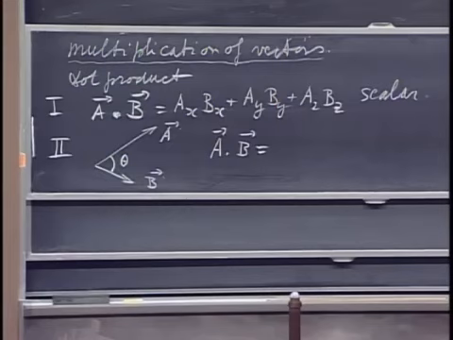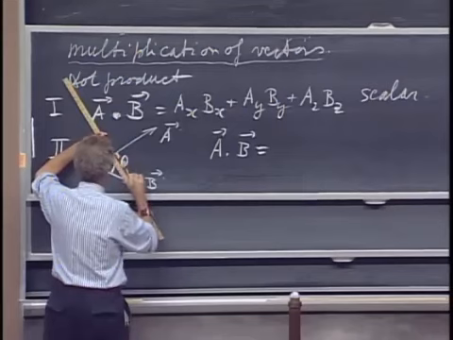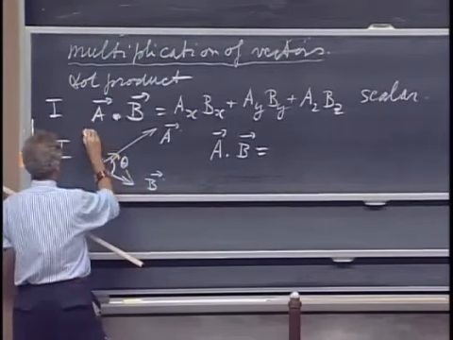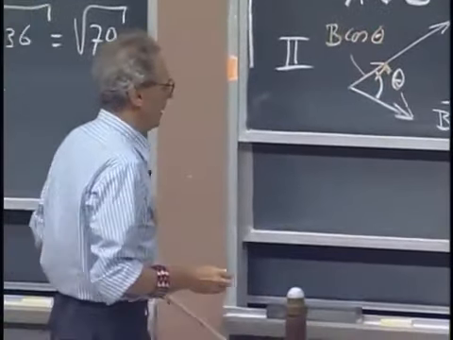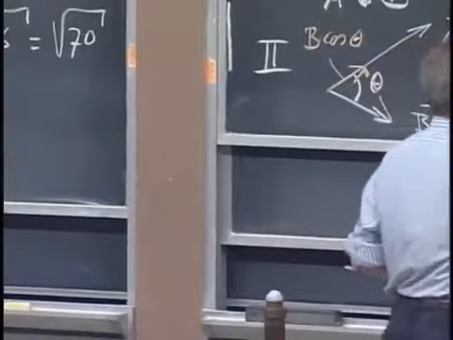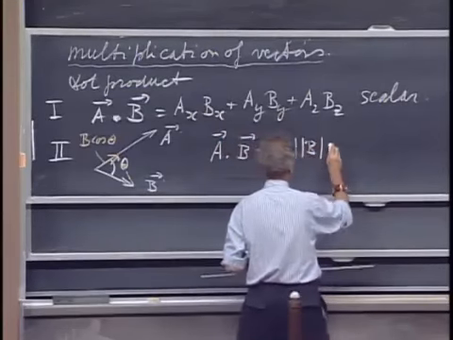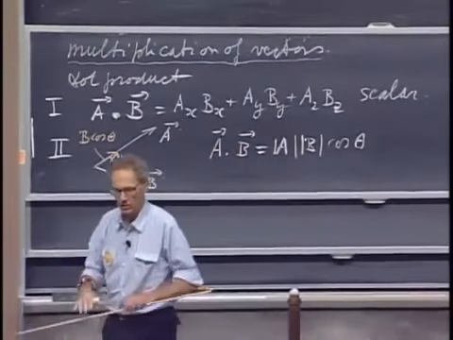You project the vector B on A. This is that projection. The length of this vector is B cosine theta. And then the dot product is the magnitude of A times the magnitude of B times the cosine of the angle theta. The two are completely identical.